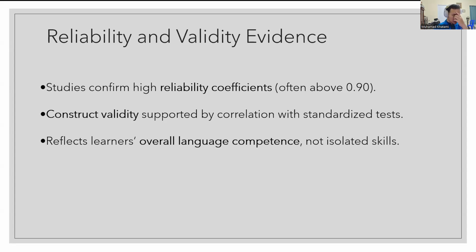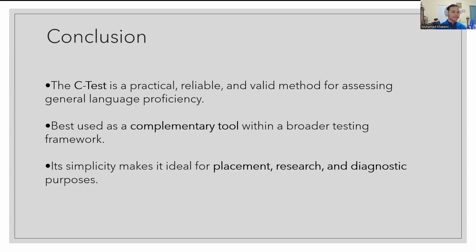As for the reliability and validity evidence for this test, studies have confirmed that the C-test shows high reliability coefficients, often above 0.9. Its construct validity is also supported by correlation with standardized tests. And lastly, it reflects learners' overall language competence, not isolated skills.